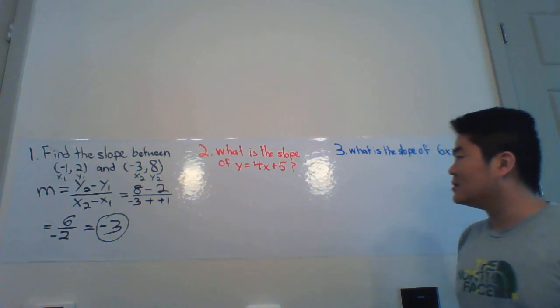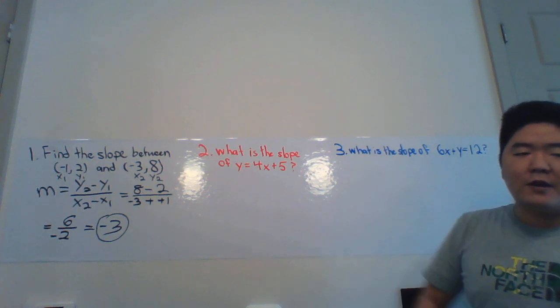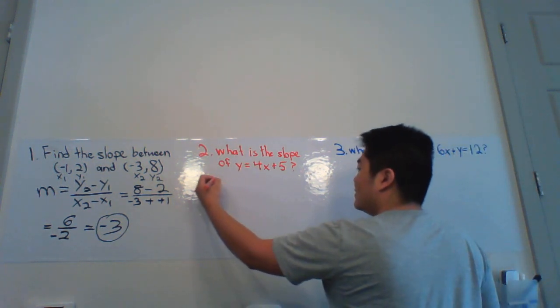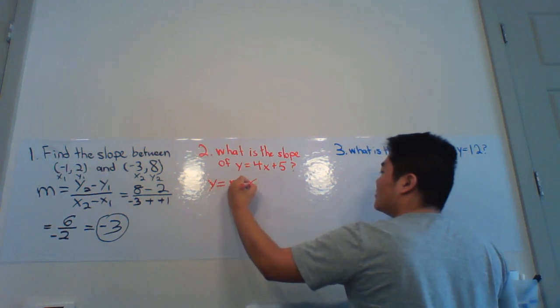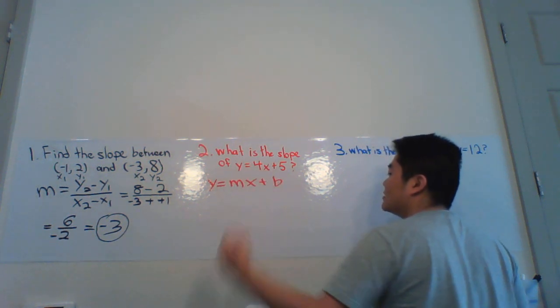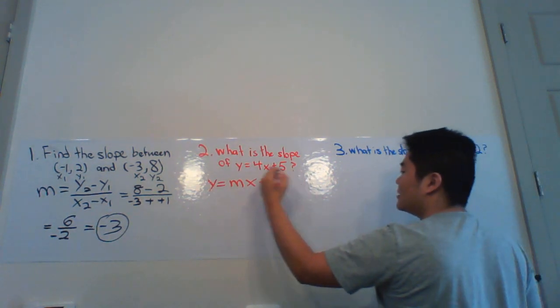Let's go ahead and check out this one right here. It's asking what is the slope of this whole equation right here? y equals 4x plus 5. Well, I know that it's actually in this form, y equals mx plus b, or what we would call slope-intercept form.